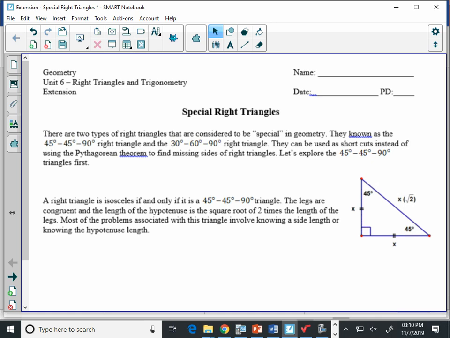We're first going to explore the 45-45-90 triangle. A right triangle is isosceles only if it is a 45-45-90 triangle. The legs are congruent, and the length of the hypotenuse is the square root of 2 times the length of the legs. That is true every single time. Every time you have an isosceles right triangle, the legs are the same. That's what makes it isosceles. And the hypotenuse will always be whatever the length of the leg is times radical 2. That is true every single time you have an isosceles right triangle. Okay, that's why we can use it as a shortcut.